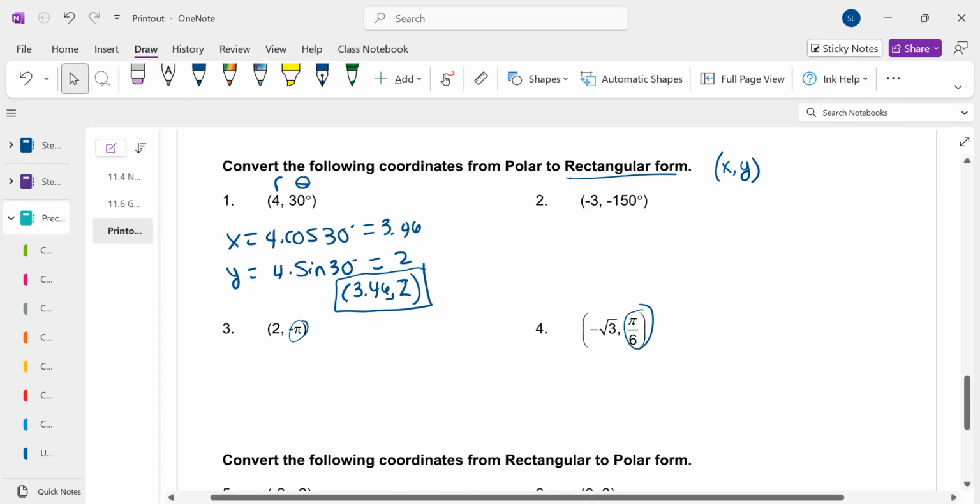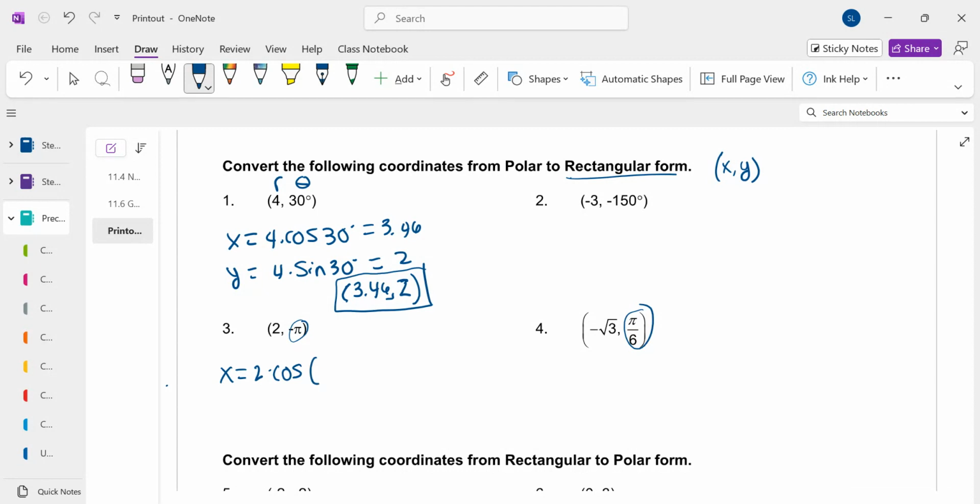All right, let's do a radian measure. So again, looking for x and y. So x is going to be 2 times cosine of negative pi. I think I might do this one non-calc. I don't want to think about a negative angle, so I'm going to add 2 pi to this. So that actually just becomes positive pi.